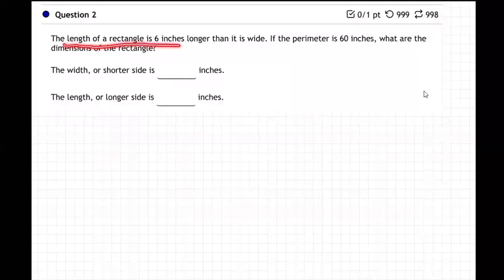The length of a rectangle is 6 inches longer than it is wide. If the perimeter is 60 inches, what are the dimensions of the rectangle? Okay.